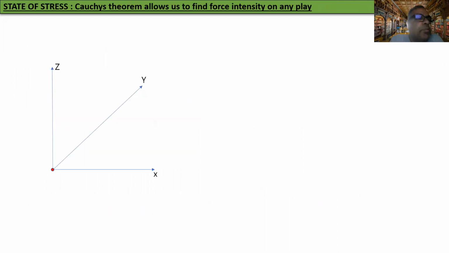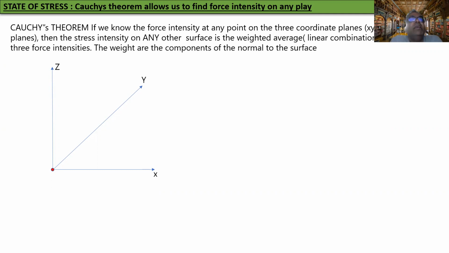Now we come to the most important item. This is called Cauchy's theorem. And this allows us to find the force intensity on any surface. It says any plane. That's my typo. It should be any plane on any surface. So what I have here, you can see that there's a point, and there are 3 axes that are assigned, X, Y, Z. We are going to look at 3 different surfaces. So Cauchy's theorem says that if you know the force intensity at any point on 3 coordinate planes, XY, YZ, and XZ planes, then the stress intensity on any other surface is just a weighted average of these 3 force intensities. The weights are the components of the normal to the surface.